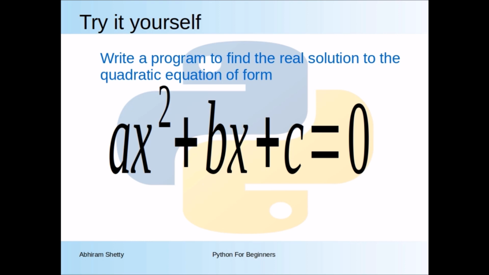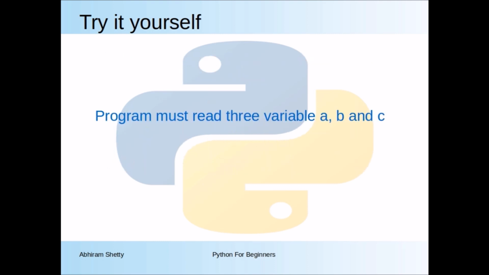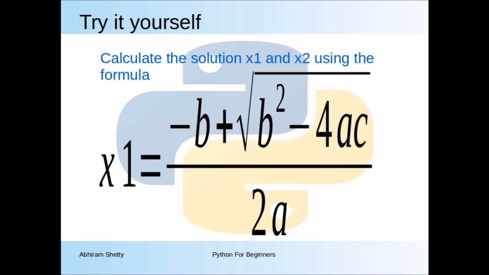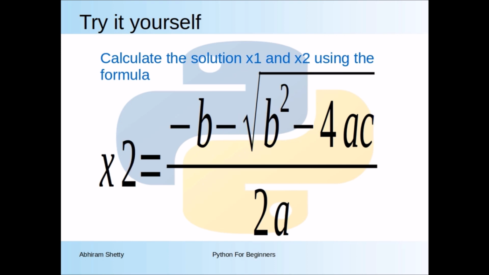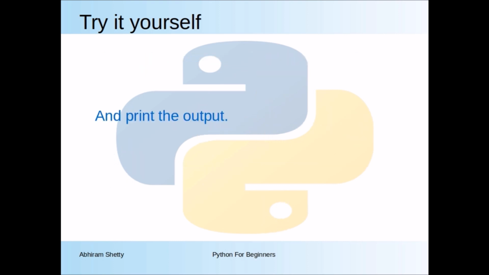Now try this program by yourself. Write a program to find the real solution to a quadratic equation of the form ax square plus bx plus c is equal to 0. Let's not worry about complex solutions. The program must read the value of a, b and c. Then calculate the solutions x1, x2 using the formula x1 is equal to minus b plus square root of b square minus 4ac, whole divided by 2a, and x2 is equal to minus b minus square root of b square minus 4ac, whole divided by 2a, and print the output.